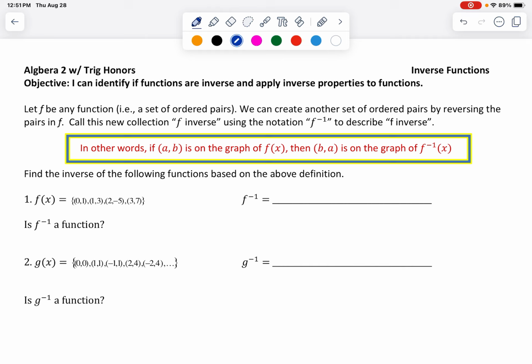So it says let f be any function, for example, a set of ordered pairs. We can create another set of ordered pairs by reversing the pairs, so switching x and y. Call this new function f inverse, and this is how you write f inverse, and this is how you say it, f inverse. So in other words, if (a, b) is on the graph of a function, then (b, a) is on the graph of its inverse. So all you have to do is switch x and y. That's what an inverse is.